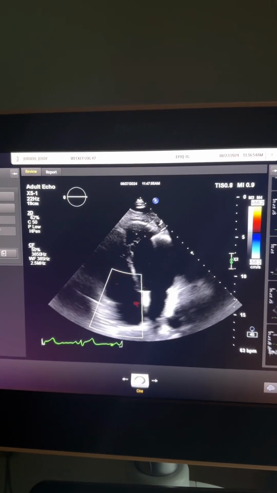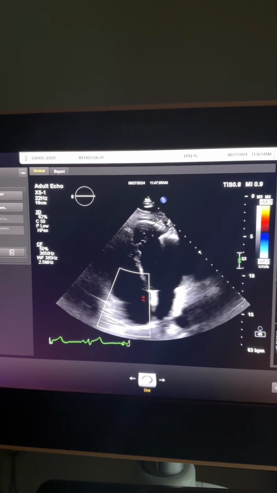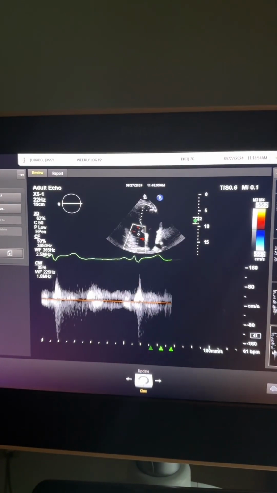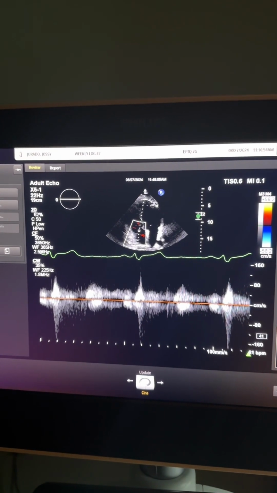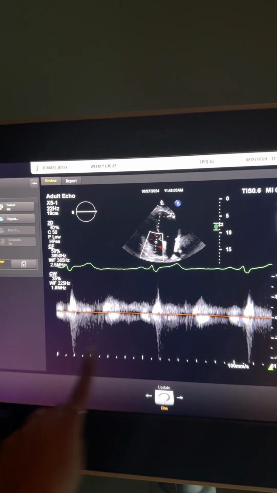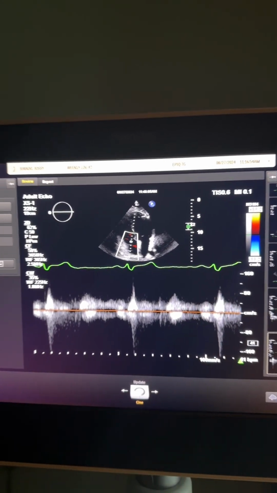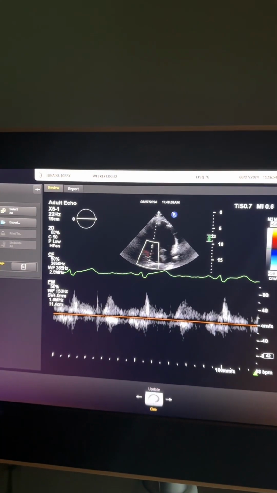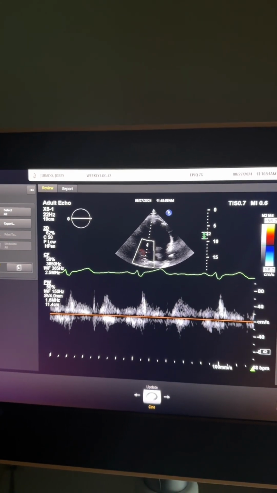I moved on to my tricuspid valve with color and added in continuous wave. Here again, you can visualize the leaflet closure. I did this again in pulsed wave.